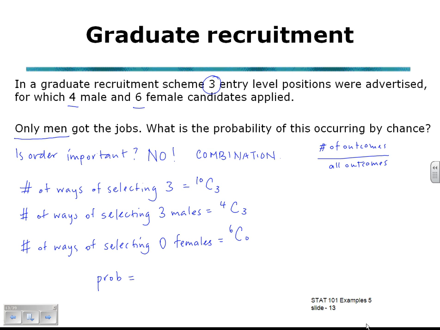Probability, therefore, will be the number of ways of choosing the men, 4 choose 3, multiplied by the ways of choosing 0 females, 6 choose 0, divided by our total number of outcomes, which was 10 choose 3. So this should be the probability that we require. For combinations, we can use the button on the calculator, or we shall do this all in Excel.